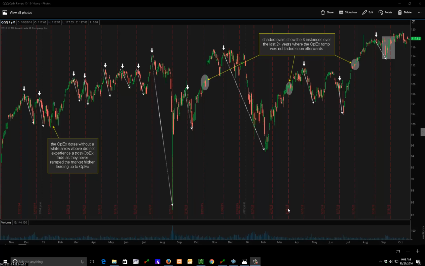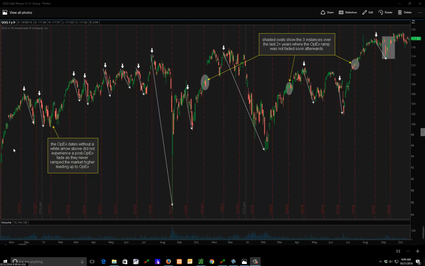This is something I've posted in the past many times over the years, and it's something I refer to as the OpEx ramp. OpEx stands for options expiration, and different options expire on different dates, but standard options expiration is the third Friday of every month, so that would be today, Friday, October 21st. And this is a 2-year chart of the QQQ going back 2 years.